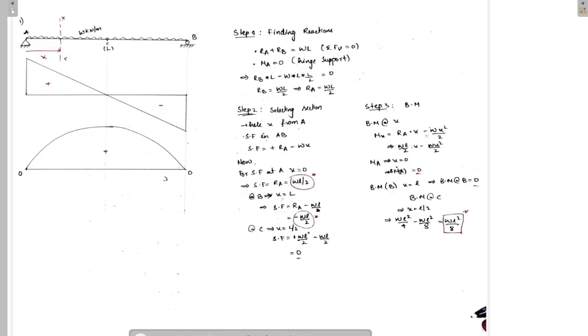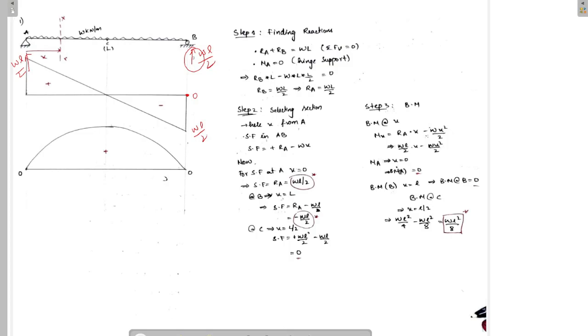Now let's see a simple one. See, this is a uniformly distributed load. That means the reactions will be half. Directly we can calculate the reactions and write WL by 2. Now we know that when there is a concentrated load, there will be a jump in the shear force diagram. Now at B, there will be a jump in the shear force diagram from 0 to the value of the reaction at B.